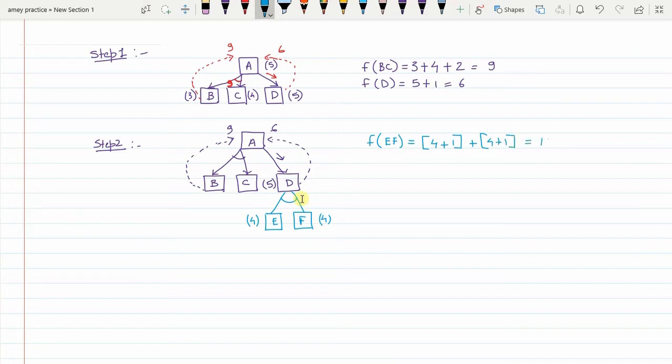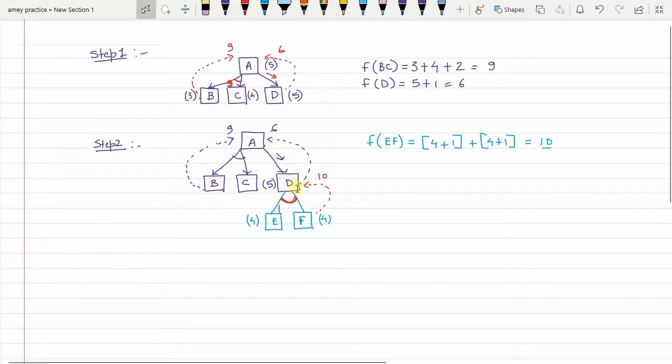So this comes to 10. Which means F of arc EF happens to be 10, right? So what value is backed up from this level to D? It is 10, because we have just found out the F of this particular arc happens to be 10. So value backed up to D is 10.